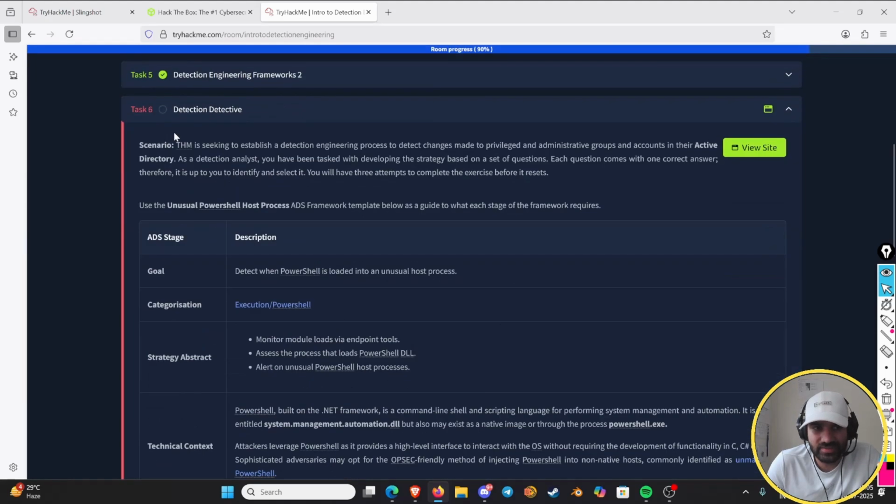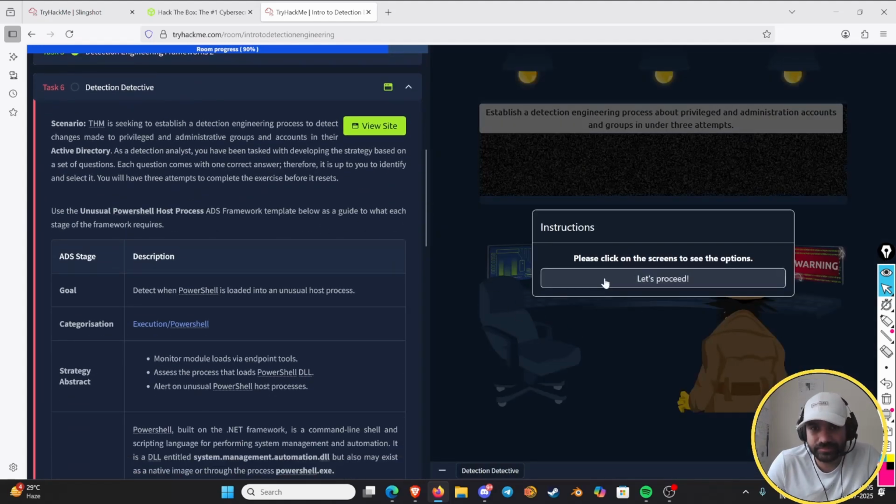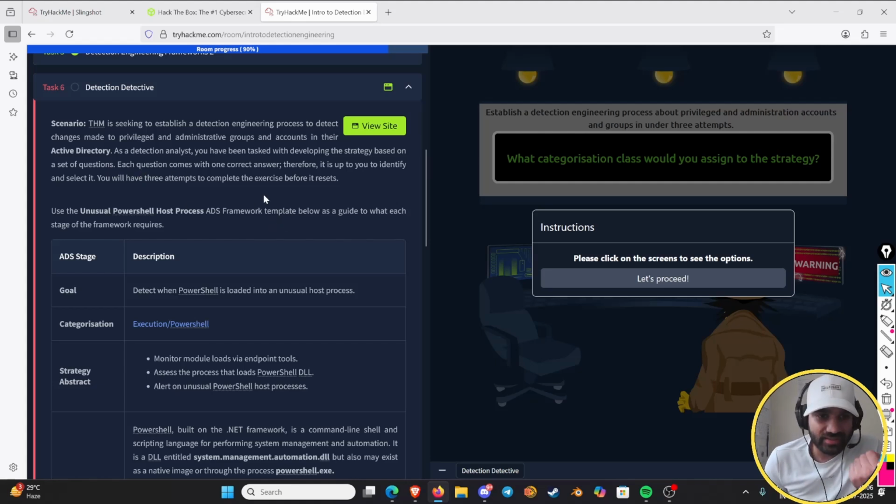The last task is Detection Detective, something interesting. So let's visit the site. It's a scenario. THM is seeking to establish a detection engineering process to detect changes made to privileged and administrative groups and accounts in their Active Directory. As a detection analyst, you have been tasked with developing the strategy based on a set of questions. Each question has one correct answer. Therefore, it is up to you to identify and select it. You will have 3 attempts to complete the exercise before it resets.